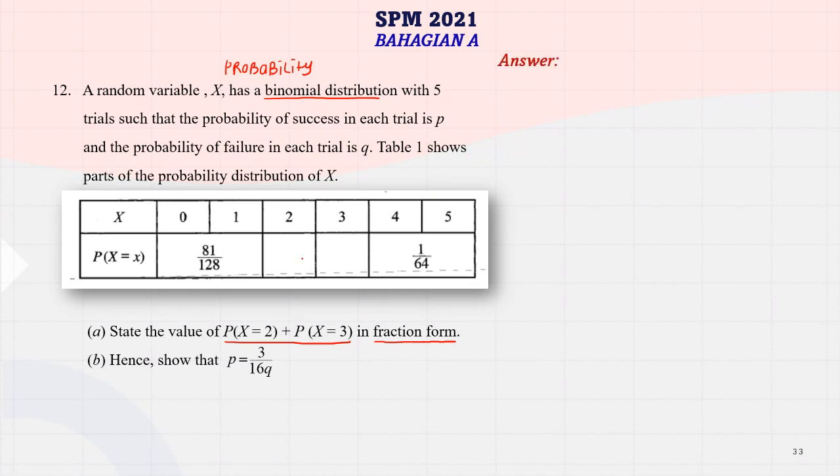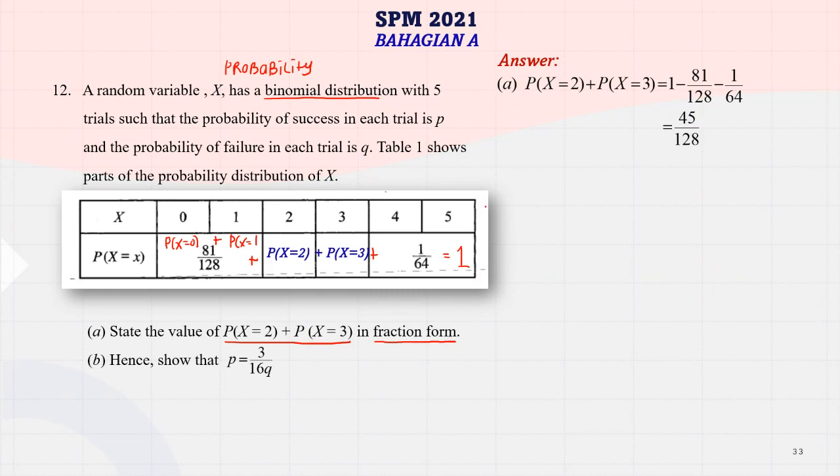So kat sini, answer kita nampak kat sini apa yang maksud dekat sini ni. Kosong dengan satu ni maksudnya P, X equals to kosong tambah P, X equals to 1. So dekat sini antara 2 dengan 3 ni adalah yang inilah. P, X equals to 2 tambah P, X equals to 3. Yang ini pun sama 5 dengan 4 dengan 5. So apa yang kita buat, kalau kita tambah semua ni tambah dengan ini, dia akan jadi 1. Remember, probability highest value adalah 1, tak boleh more than 1. So kita akan gunakan yang itulah tambah. So P X equals to 2 tambah P X equals to 3, it is equals to 1 minus 81 over 128 minus 1 over 64. You get 45 over 128.